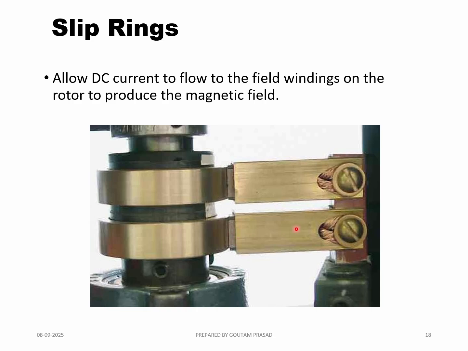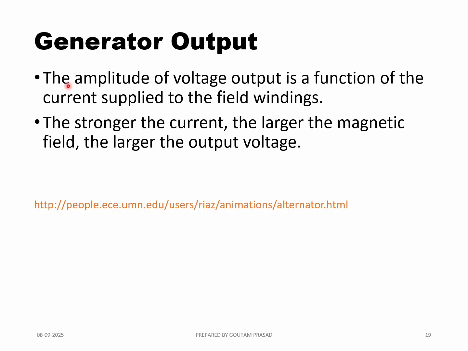So here the slip rings that I was talking about are shown. As you can see, the brushes are coming out of this, which is called the rocker, and the brushes are in contact with the slip rings, feeding the pole winding put on the rotor. This allows DC current to flow in the field winding on the rotor to produce the magnetic field. The amplitude of the voltage output of the generator is a function of the current supplied to the field winding. The stronger the current of the field winding, the larger the magnetic field, and hence the larger the voltage output of the AC generator.